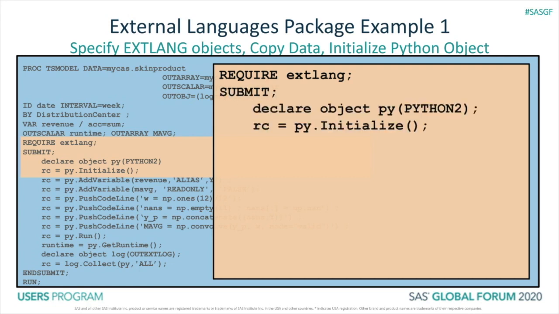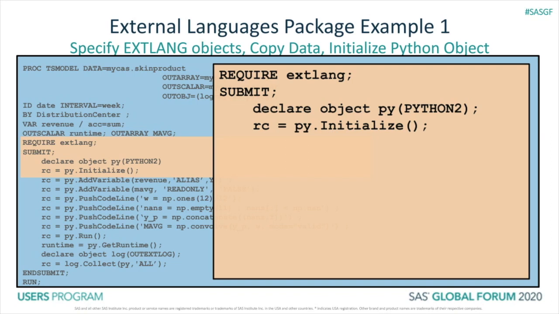Next, we start our submit block, which, recall, is where we start the code that's going to be executed on the cluster. So we're going to create our Python object. In this case, we want to use the Python 2 interpreter. So we're going to create a Python 2 object and then initialize that object.